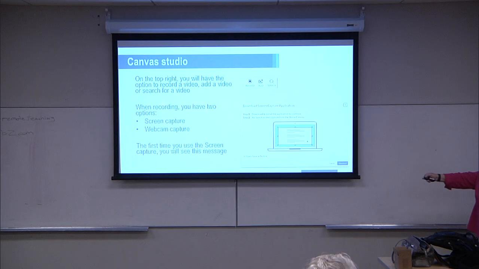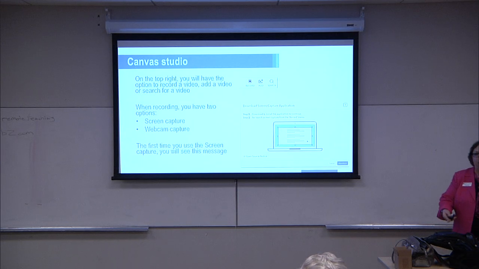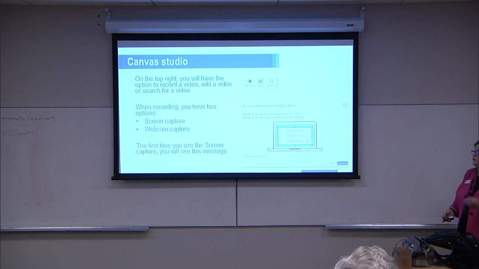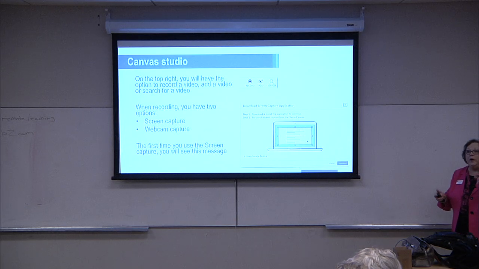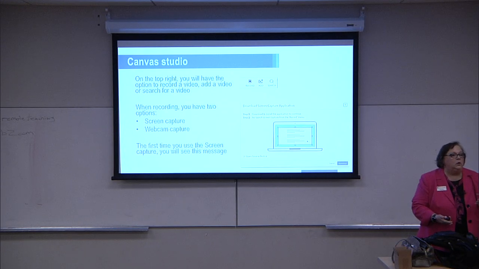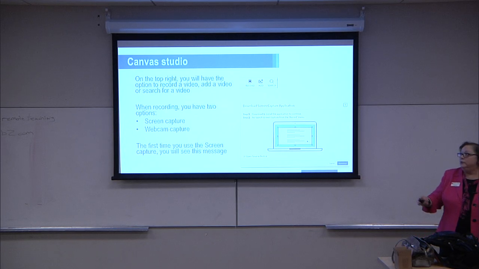When I go to recording, I have two options, screen capture and webcam. Webcam's my face. Screen capture is whatever on my computer that I want them to see in the video. When you go to webcam, it's just your face. There's no other option, okay? If you want to have your face and slides or something like that, you're going to go to screen capture.